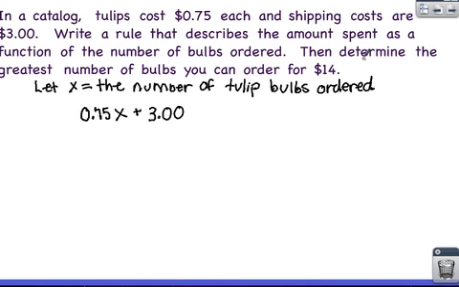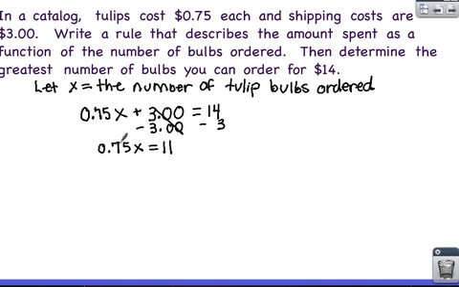Now, we're supposed to determine the greatest number of bulbs you can order for $14. So we're going to say that our order equals $14 and figure out how many bulbs we can get. So we're going to subtract 3 from both sides, and we get 0.75x equals 11.